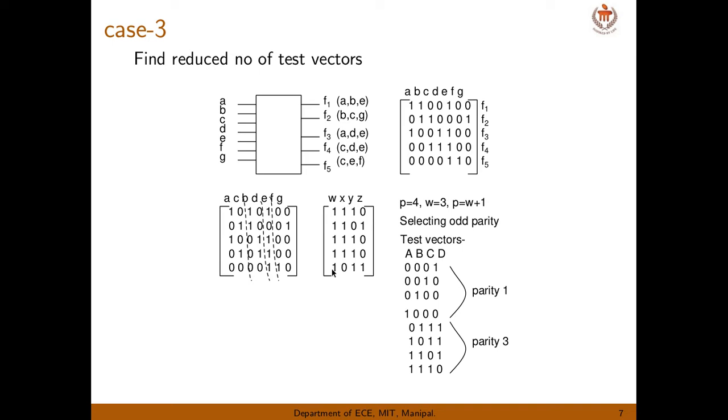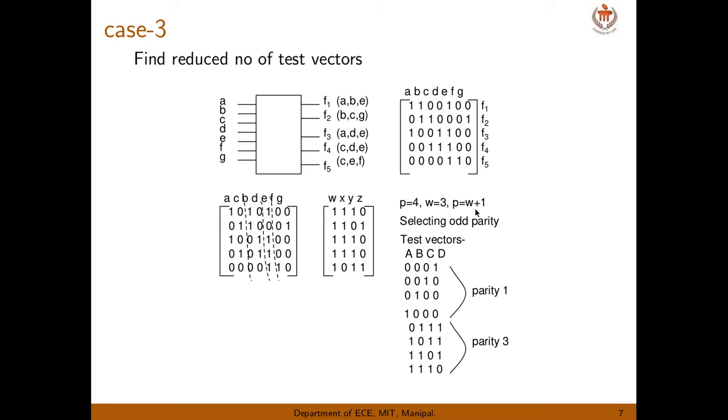Now if you count the number of partitions, there are 4 partitions, so P will be 4. And if you take the maximum number of ones in any row, you can see that you can have only 3, not more than that. So W equals 3. So P equals W plus 1. This is case 2.